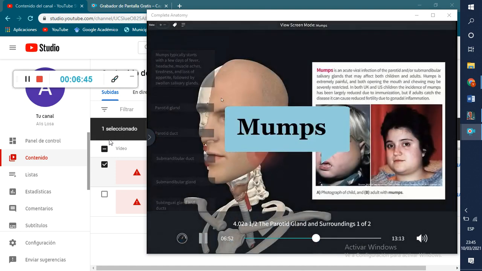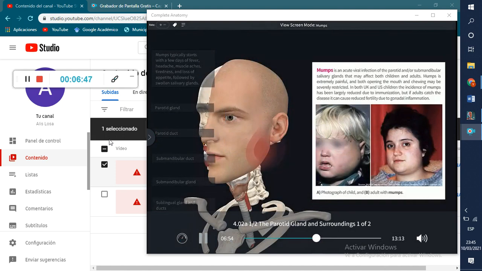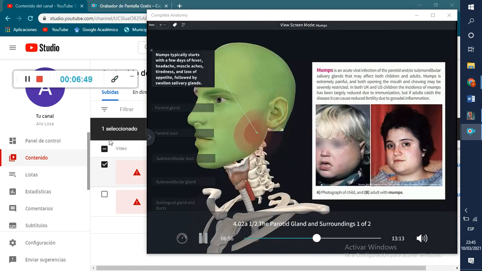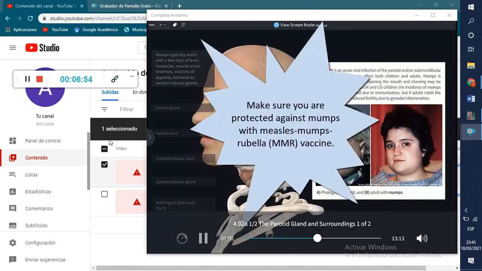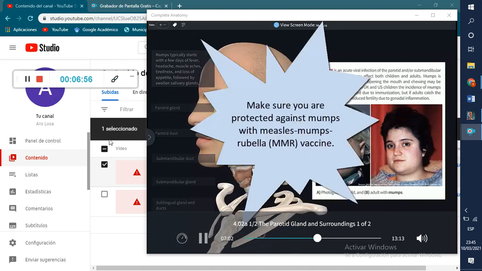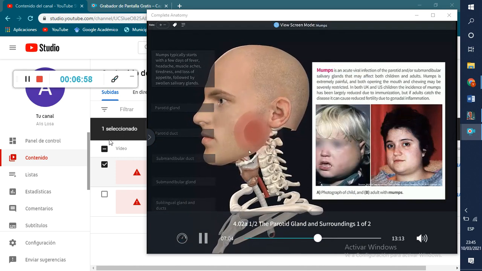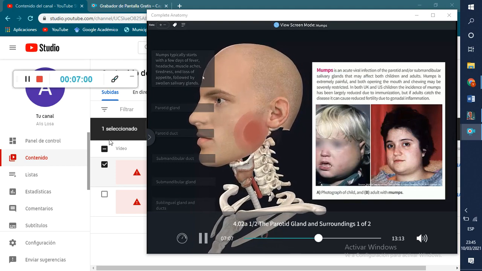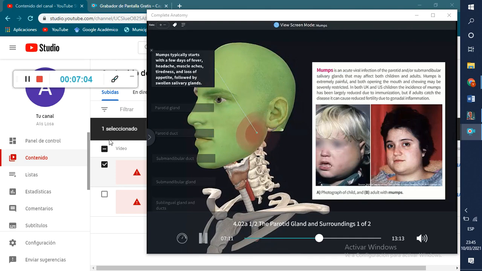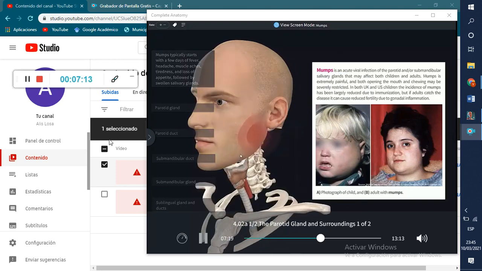Speaking of the parotid gland, why don't we throw in another clinical correlation, which would be mumps, right? Mumps is a very acute and actually also a very painful viral infection of the parotid and or the submandibular salivary glands. This can affect both children and adults, and you typically actually have several days of fever, headache, and muscle aches, maybe also tiredness and loss of appetite, followed by swollen salivary glands.